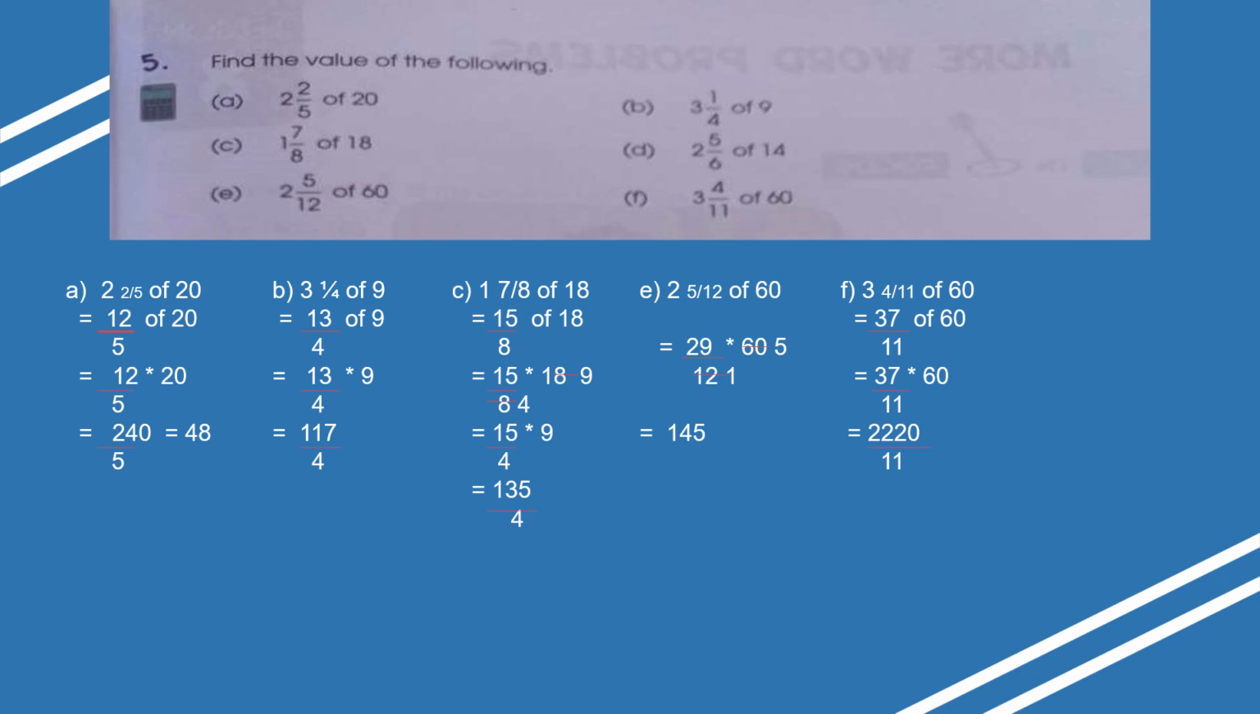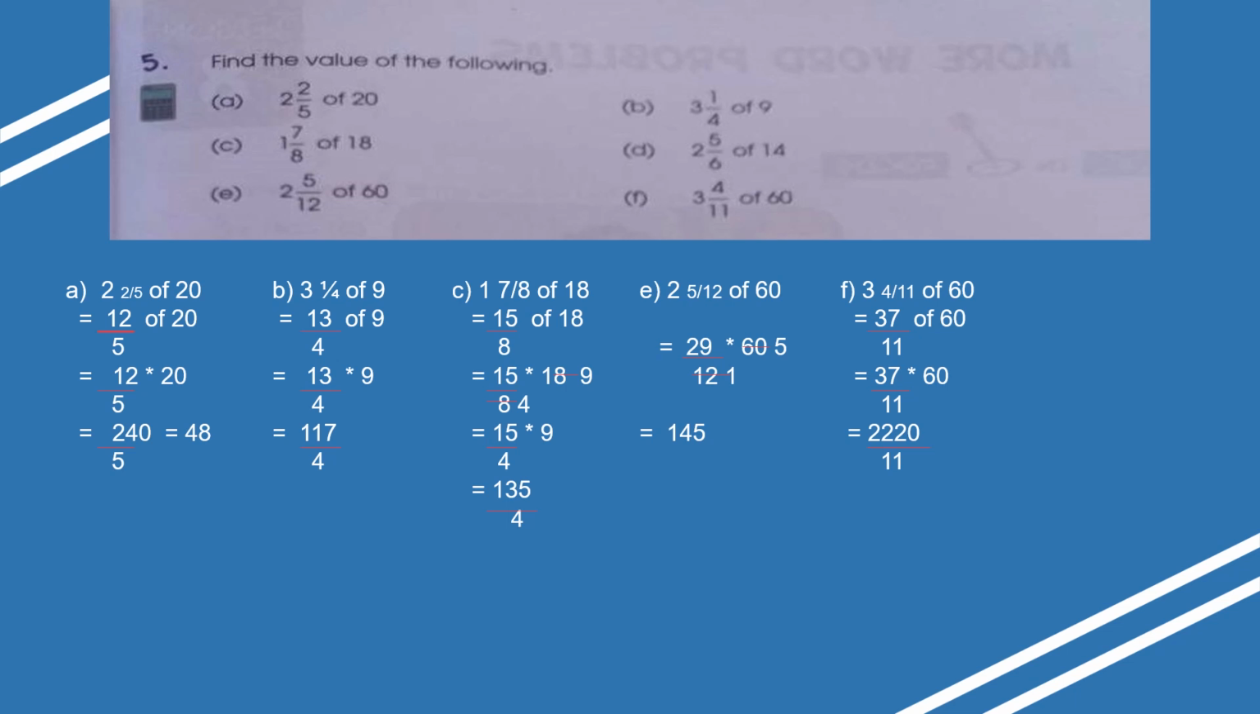In question number 5, we have to find out the value of different parts. Starting with part A, we have 2 2/5 of 20. Again, we are going to multiply, because if we have to find a certain fraction of 20, we multiply that fraction by 20 to get the answer. First we convert this mixed number into a fraction: 5 into 2 is 10 plus 2 is equal to 12 over 5. So 12 over 5 of 20 means 12 over 5 multiplied by 20.